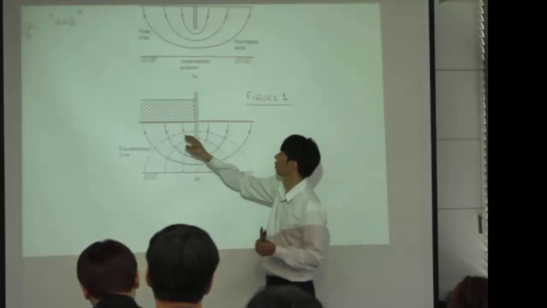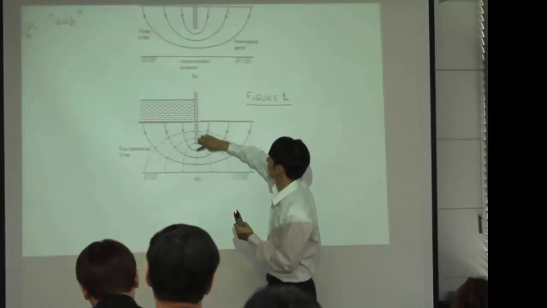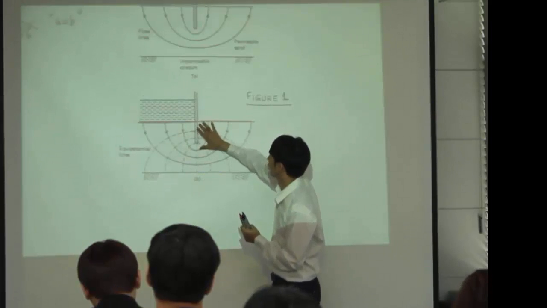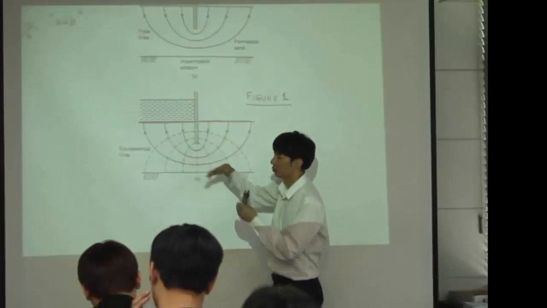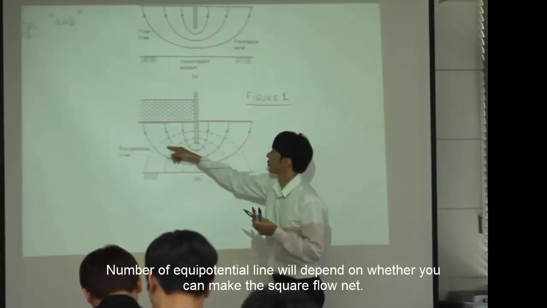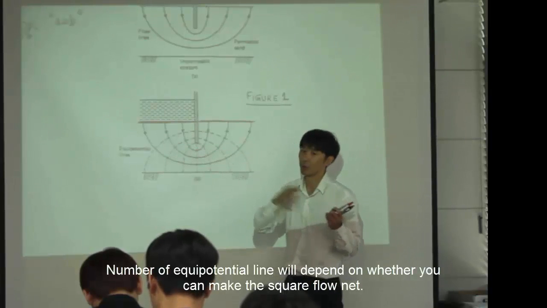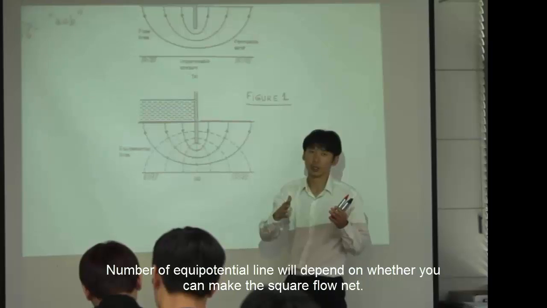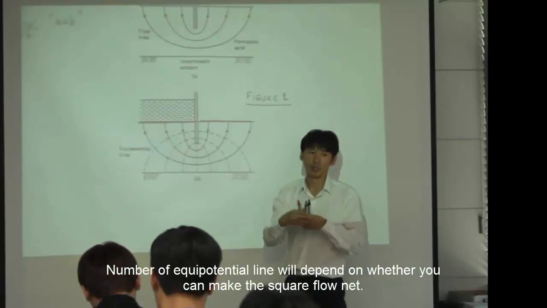You may want to draw maybe more if this one is longer, to make it square. So you may need that. The number of equipotential lines will depend on whether you can make this structure square or not.